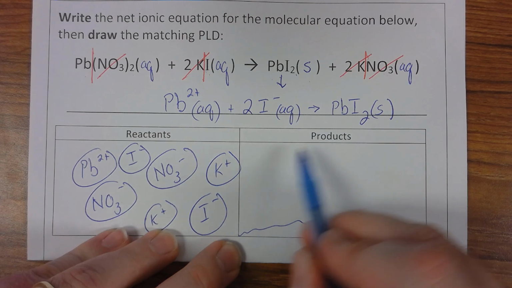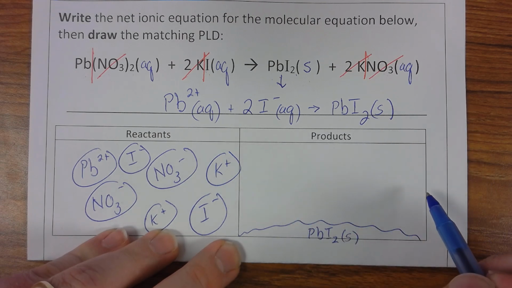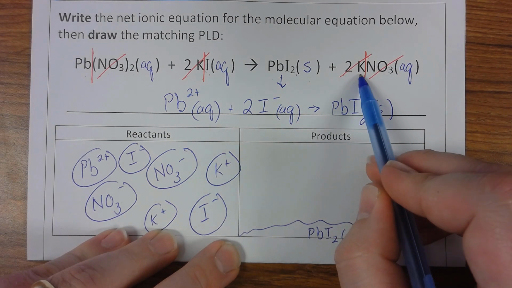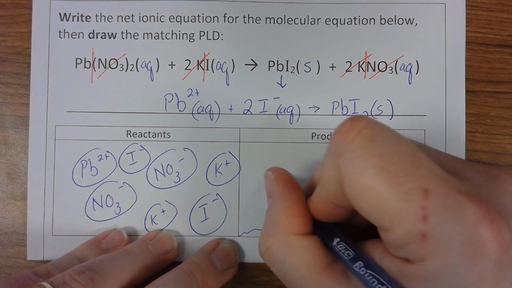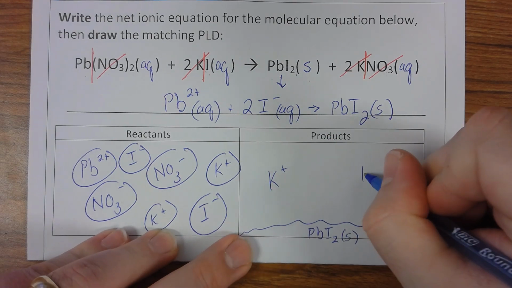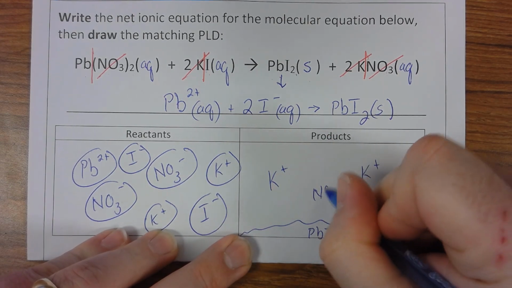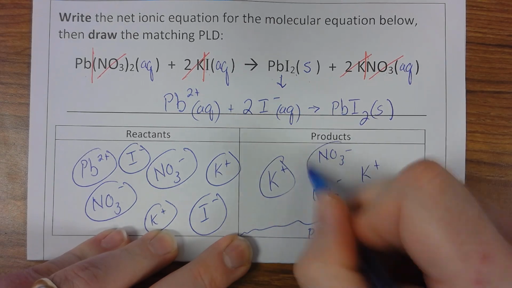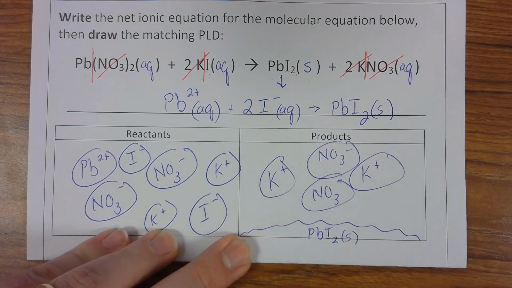And then I'm going to draw all the things that are not becoming the precipitate floating around above it. So the lead and the iodine became precipitates, but the 2 potassiums and the 2 nitrates did not. So I'm going to show 2 of the K+ up here and 2 of the NO3- floating around up there, not participating in this reaction.